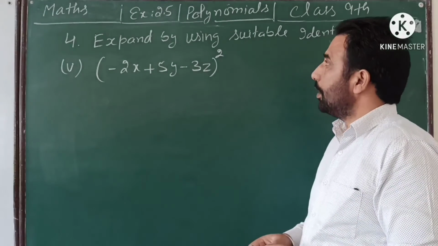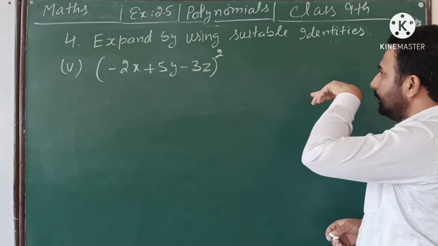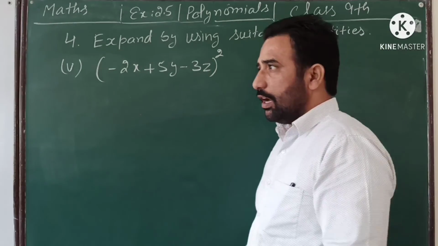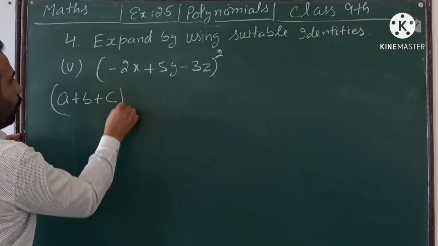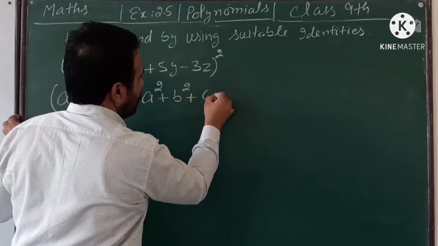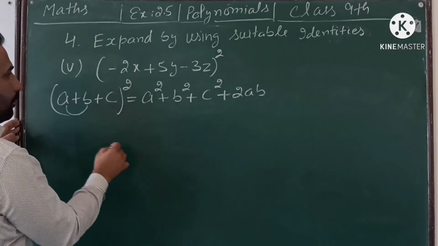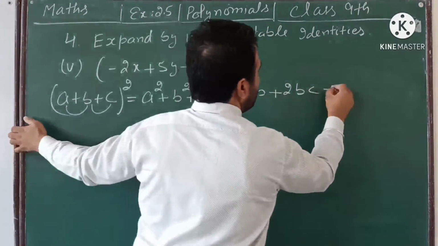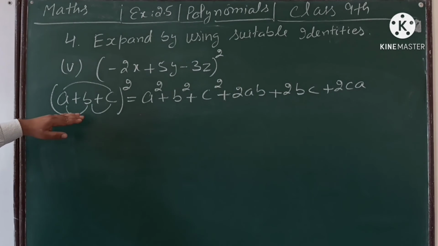Hello students, exercise 2.5 part number 4, expand by using suitable identities. So statement is (-2x + 5y - 3z) whole square. So we will apply here the identity, that is (a + b + c) whole square equal to a square plus b square plus c square plus 2ab, then plus 2bc, and plus 2ca.